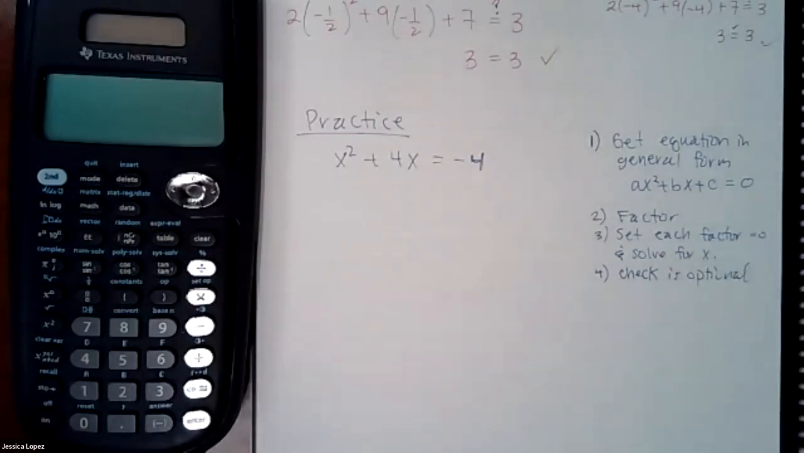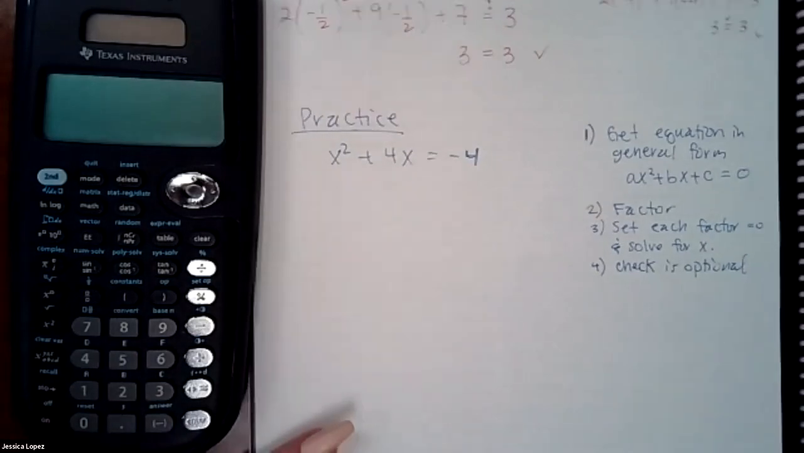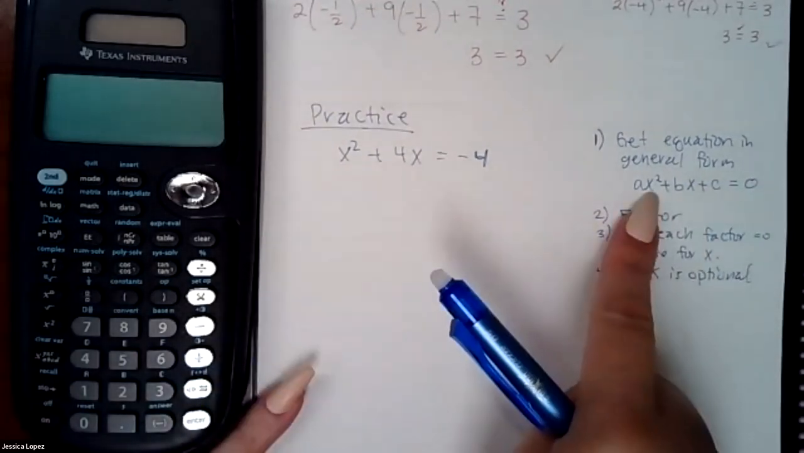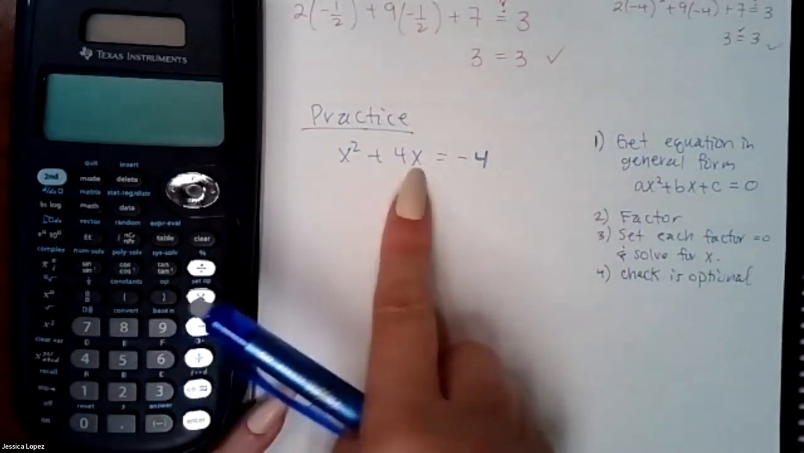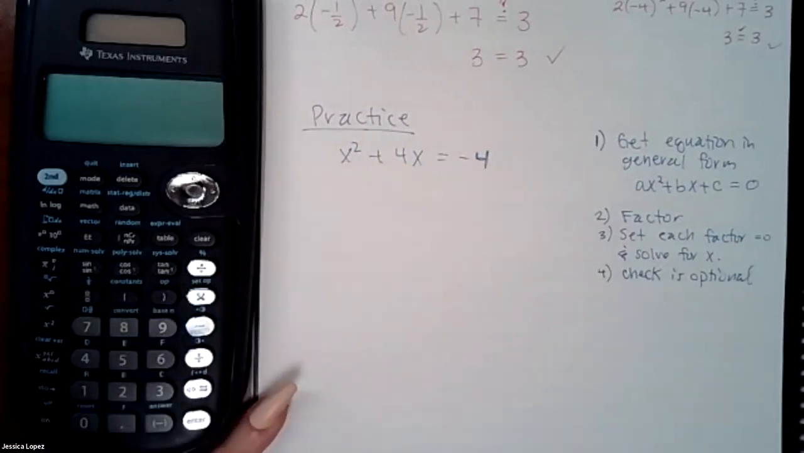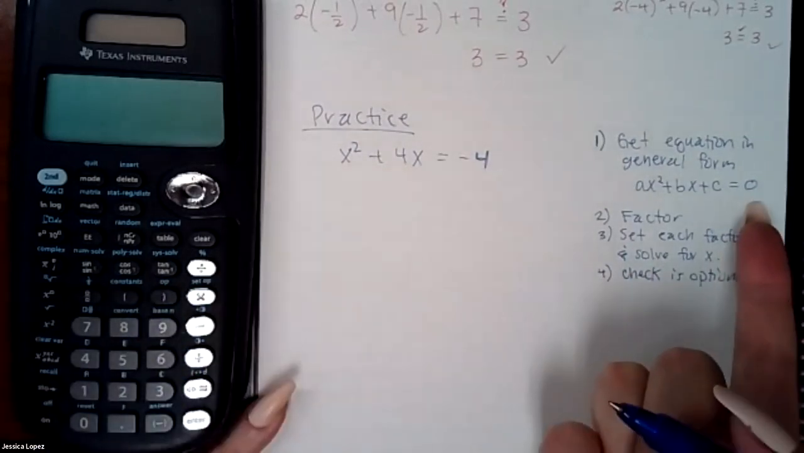I don't typically check, but you can. And I would if I were taking my own test, right? I would be checking my answers just to make sure. Okay, so first thing is to get it to look like this. Notice that there's no parentheses over here. I don't need to multiply anything together, but I do need to get it equal to zero.